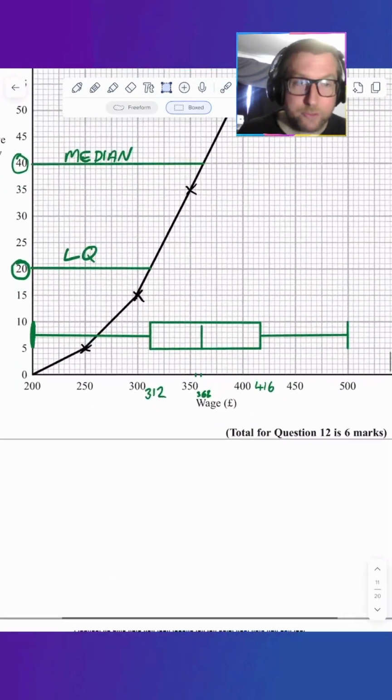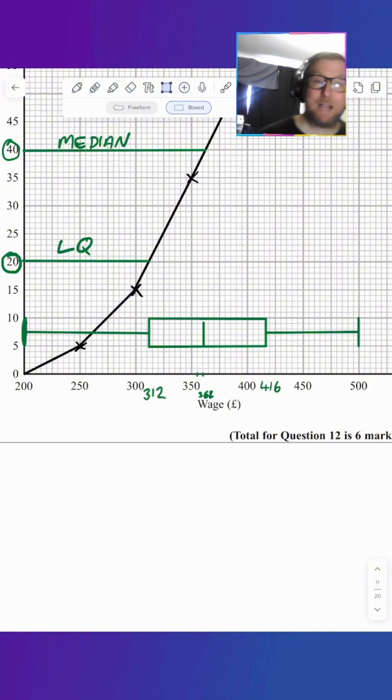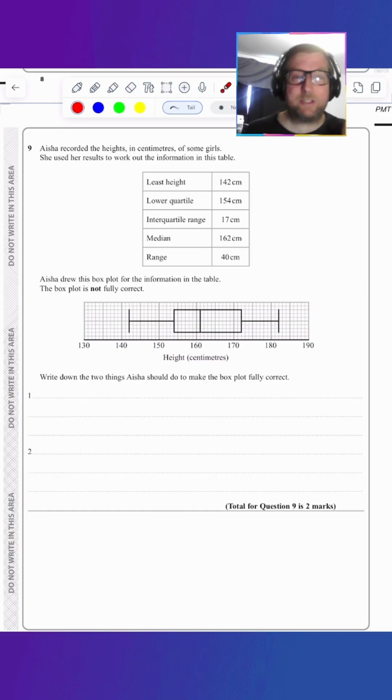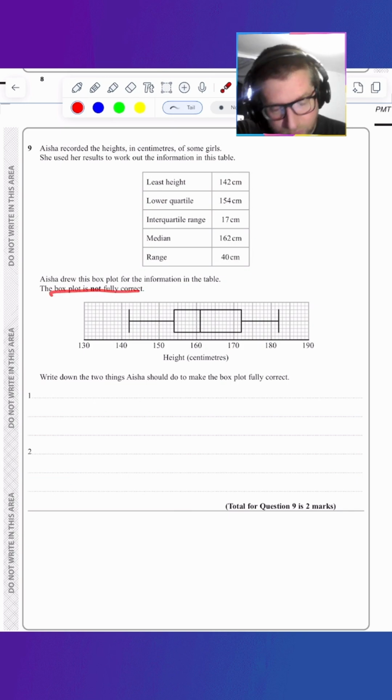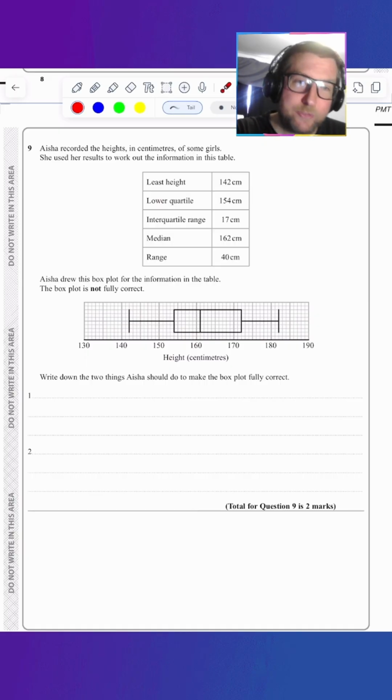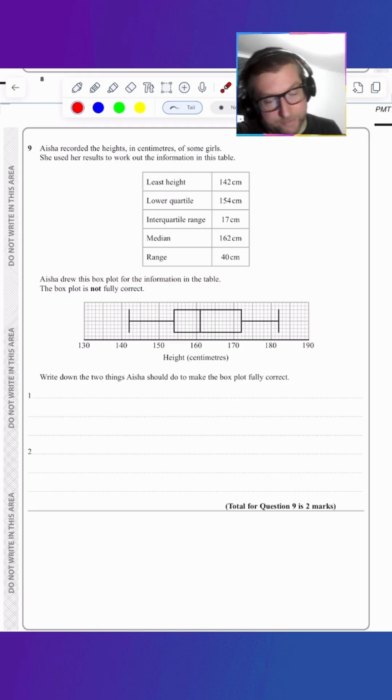I'm going to show you another question which asks you about how we use the box plot. This question isn't really asking you to analyze the data very much, but it's just asking how do you draw a box plot. Something is wrong in this box plot. Rather than plotting a cumulative frequency curve and then doing the box plot, this question is just giving you all the numbers that need to be put into the diagram.